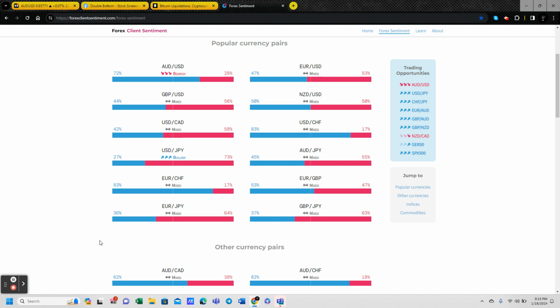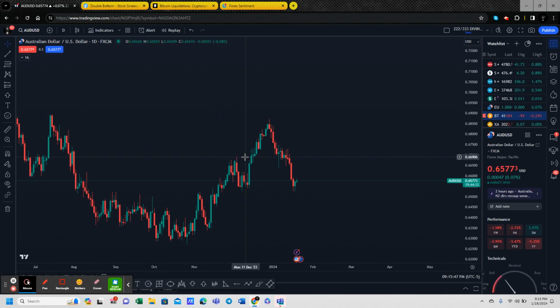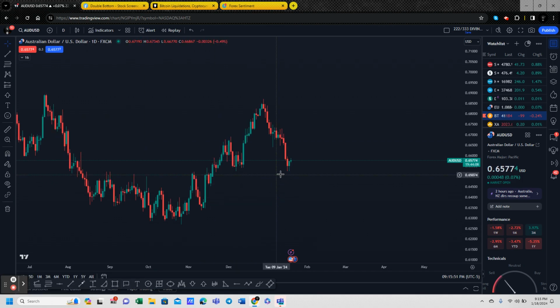All right, so we're looking at Australian US dollar. 72% are long, 28% are short. Already we're looking for short setups. Now, we're going to be doing every chart based off the daily, or I may go down to the 4 hour time frame. But if you notice, we're on a daily chart right now, and you can clearly see that we're in a downtrend.